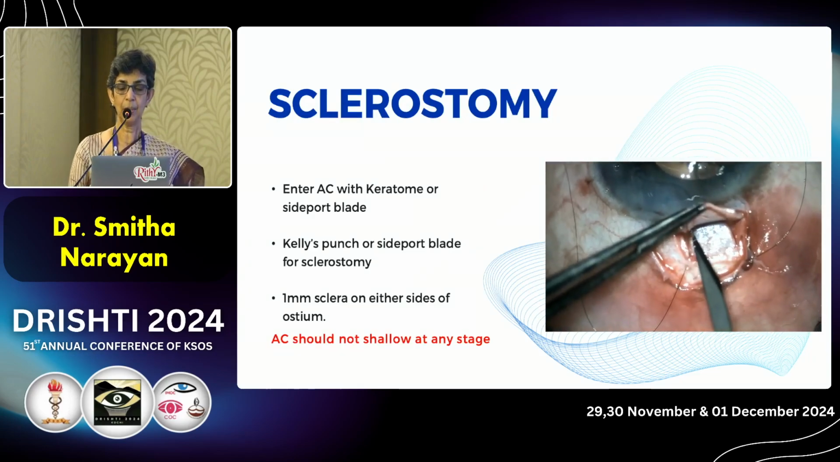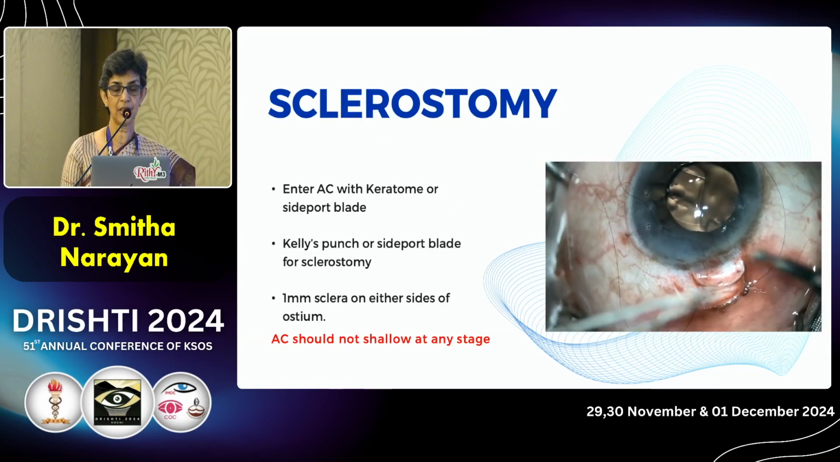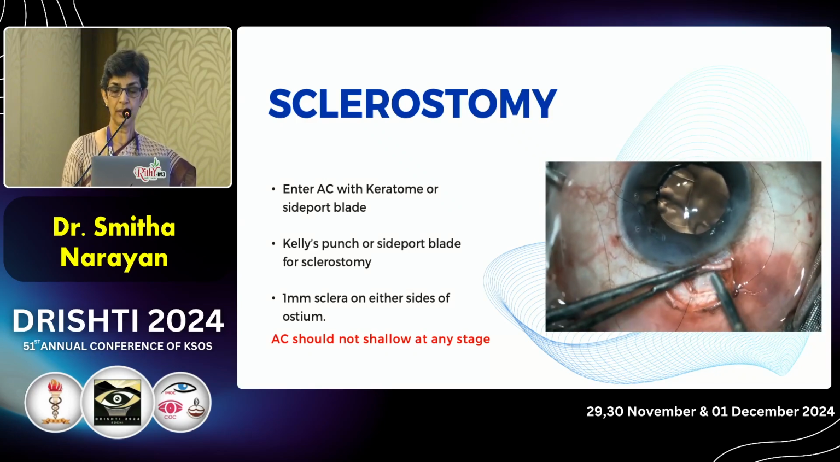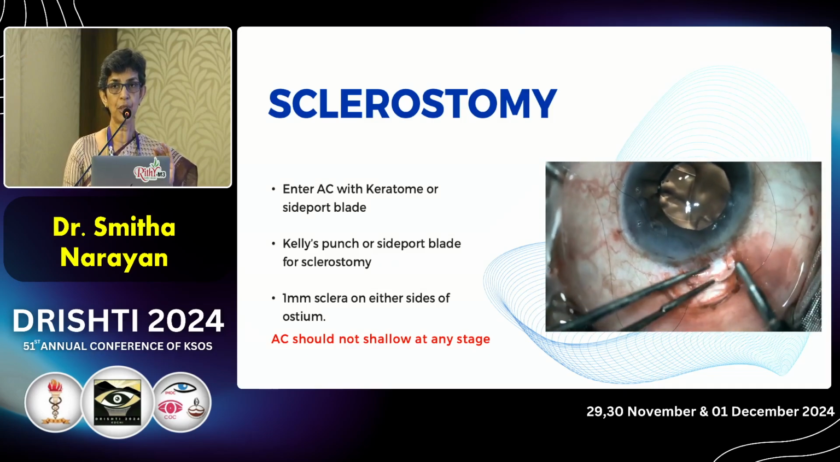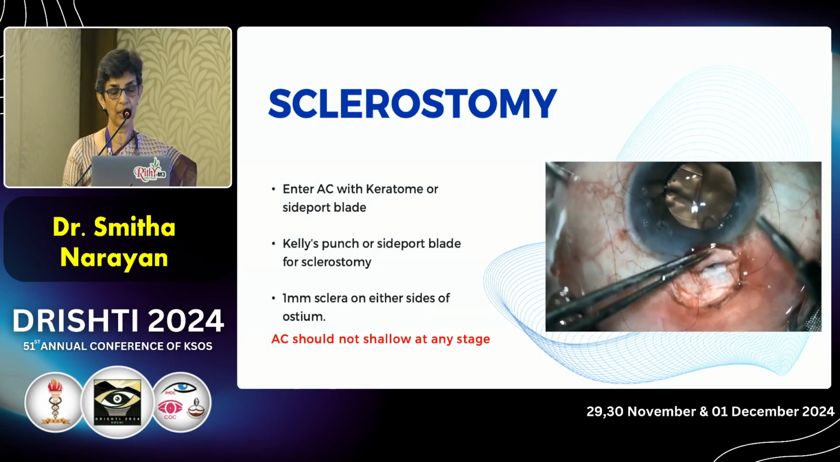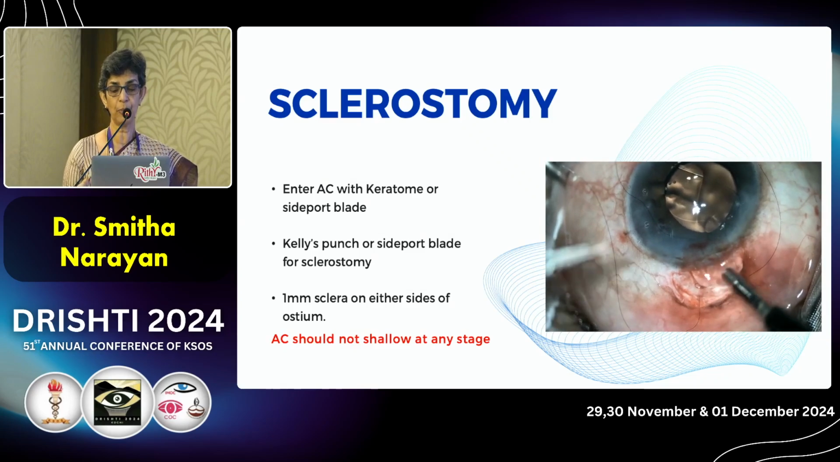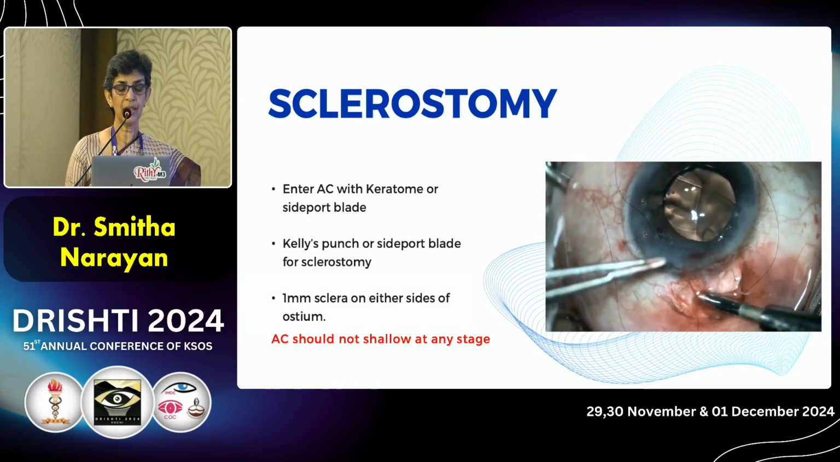Then we come to the main portion of trabeculectomy, and that is the sclerostomy. Before that we have to enter the anterior chamber, and I usually use a keratome to enter in the clear cornea. That is why knowing the surgical anatomy of the limbus is very important. Once you enter the clear cornea, you can use the Kelly punch or the side port blade for performing the sclerostomy. The sclerostomy should be of sufficient size, leaving about 1 millimeter on either side of the ostium, so that the flap completely covers it. And very importantly, the anterior chamber should not shallow at any stage during the sclerostomy.